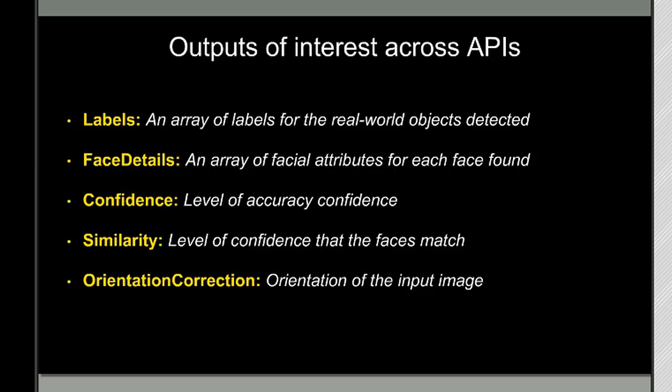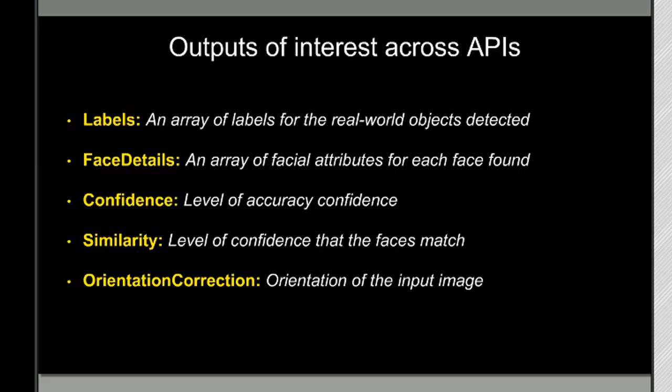In terms of outputs, here are some interesting outputs across the APIs. Labels themselves is an output expressed in the API response where an array of labels is detected. So this is what will describe the label array there. Face details is where the facial attributes are returned from the call to detect faces, where things like the gender, the age, whether they're smiling, happy, and so on, will be returned within the face details array.